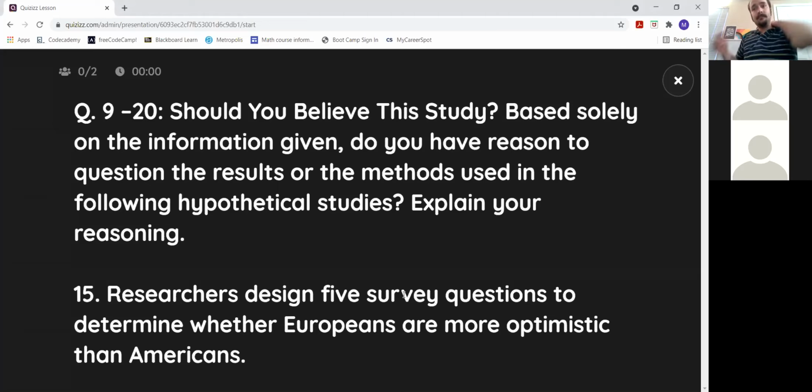Is it the fourth one? Look for problems in defining or measuring the variables of interest. Yeah, why would you say that? What's the key word there? What's hard to define? If they are more optimistic? Yeah, how do you measure optimism, right?